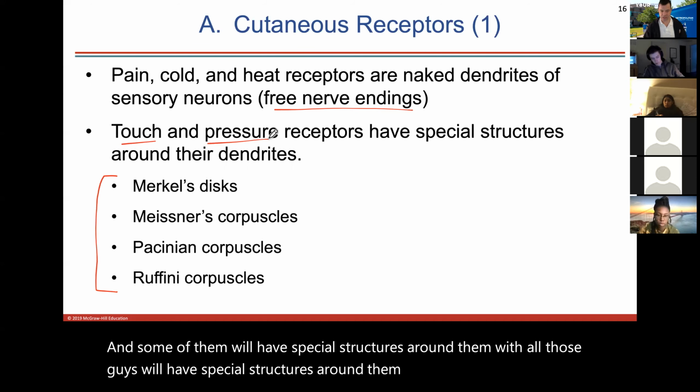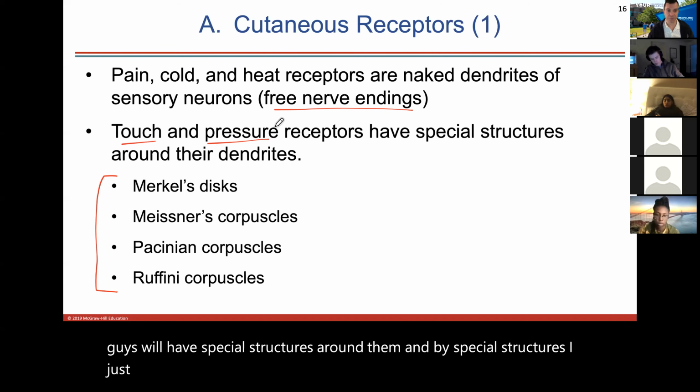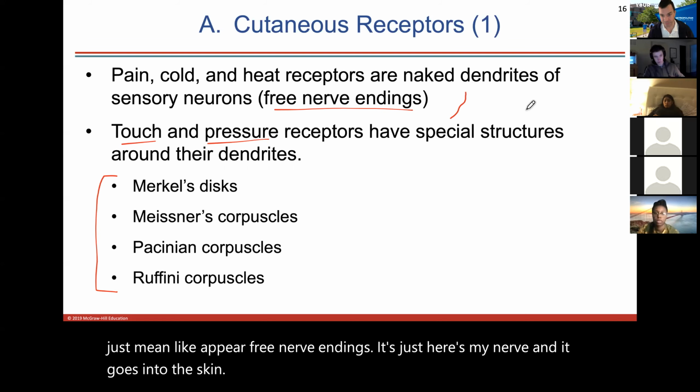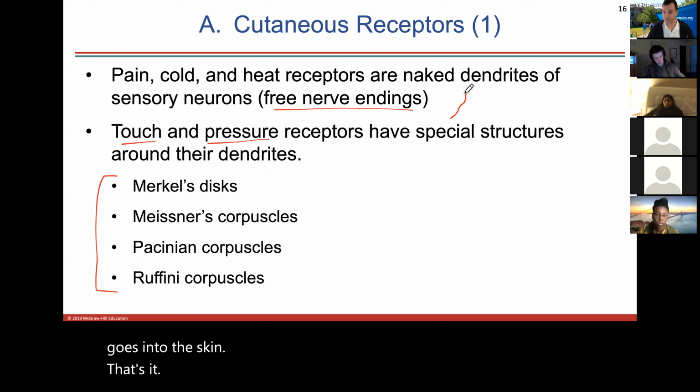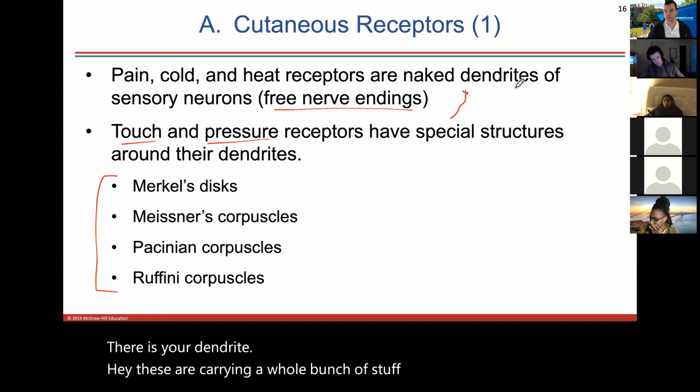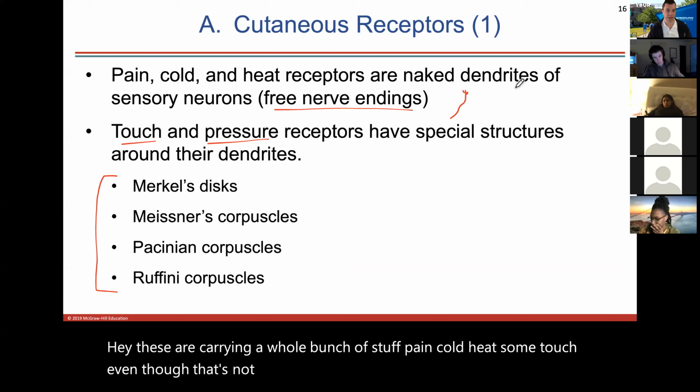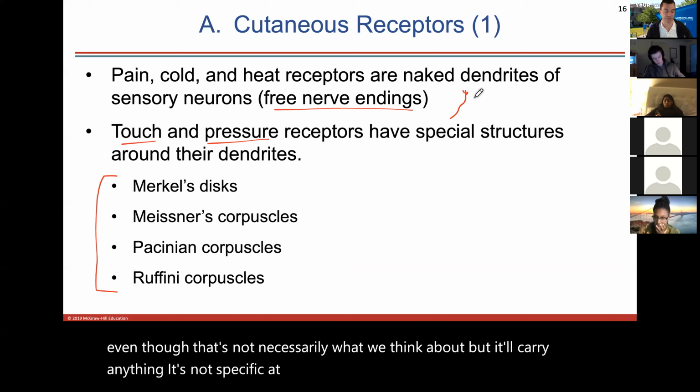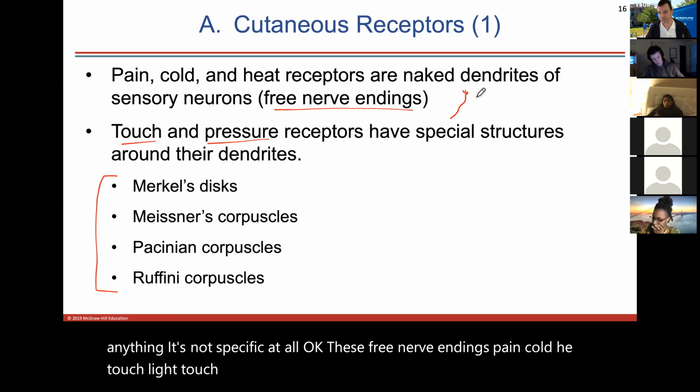And by special structures, I just mean, like up here, free nerve endings. It's just, here's my nerve, and it goes into the skin. That's it. There's your dendrite. These are carrying a whole bunch of stuff: pain, cold, heat, some touch. That's not necessarily what we think about, but it'll carry anything. It's not specific at all.